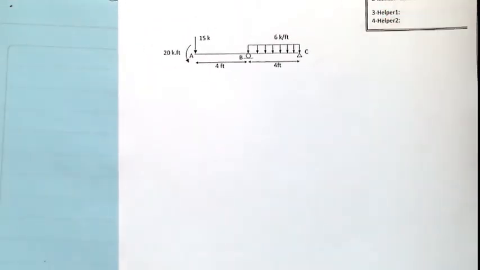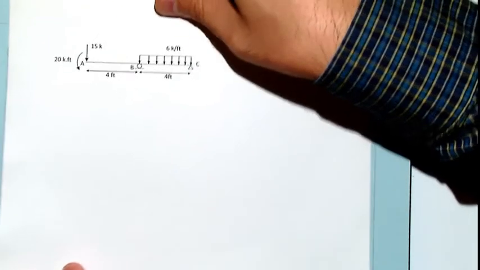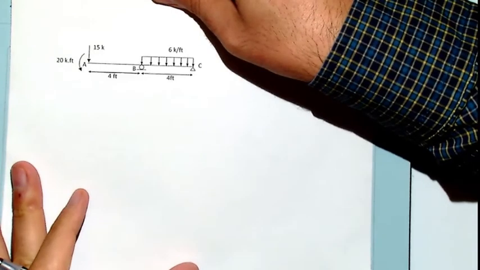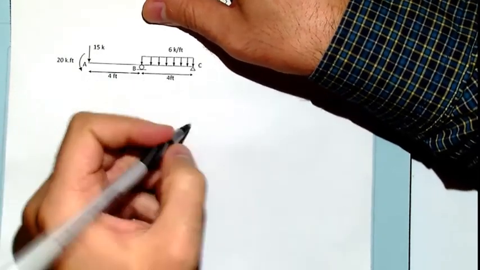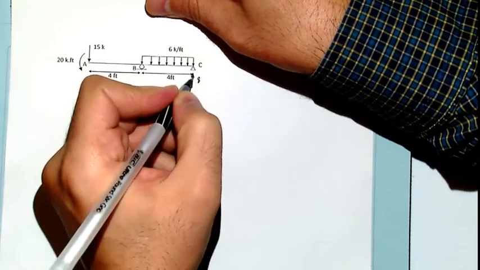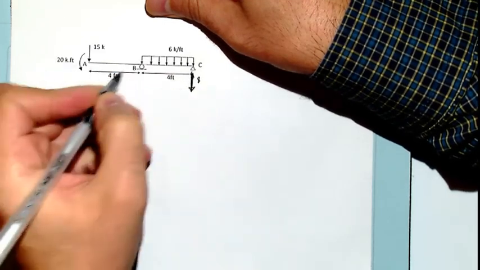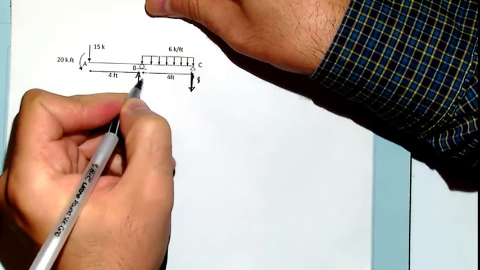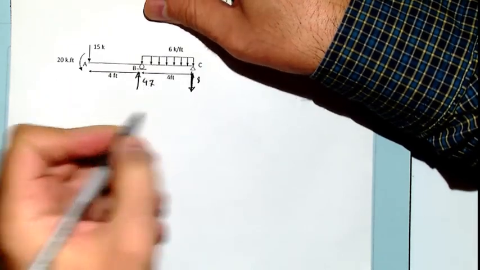The last question is about an overhang beam with the concentrated moment. After calculation, we're going to see the reaction is 8 downward. Let me show this way, and upward 47.